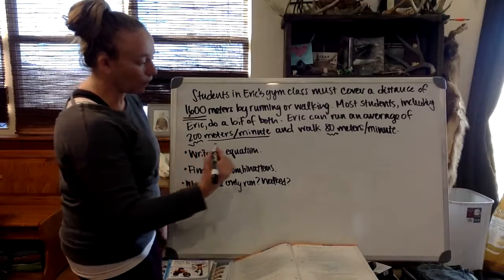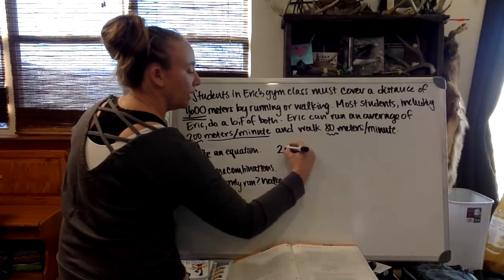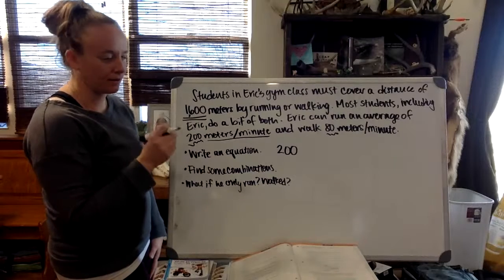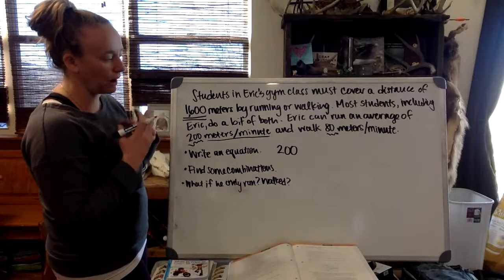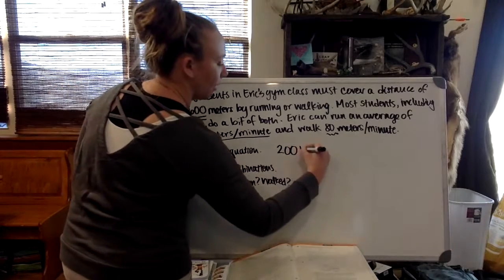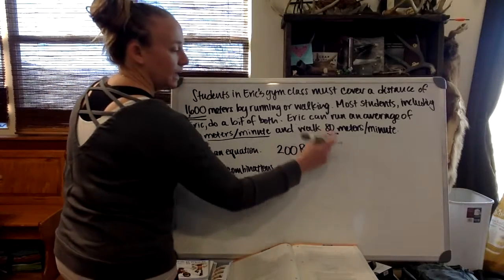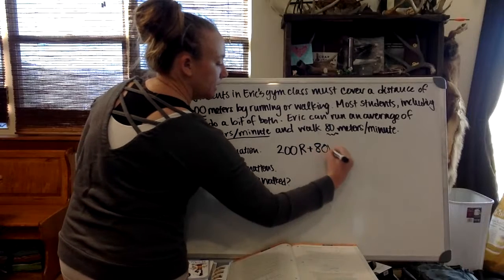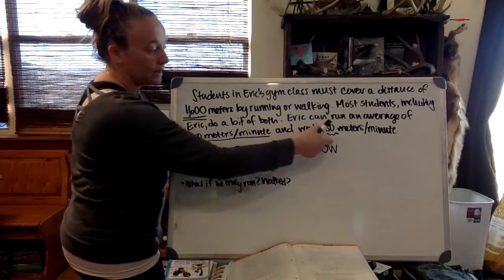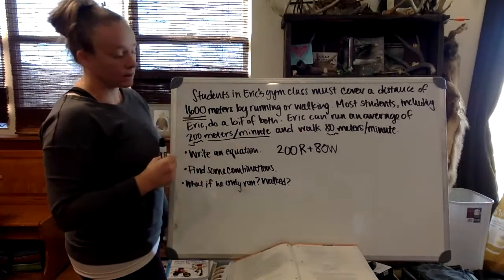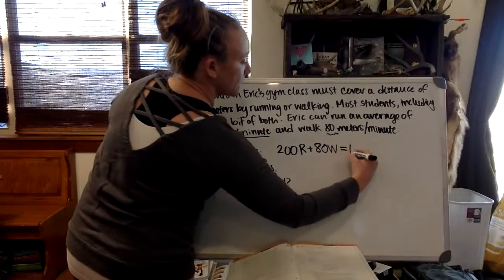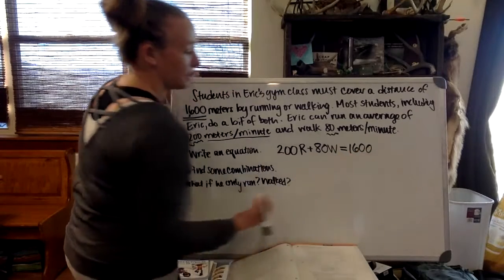So we are going to say this 200. Let's actually use different values instead of saying X or Y. We'll actually say R versus W. 200R plus 80W, essentially where R is the number of minutes run and W is the number of minutes walked. And that all needs to equal up to a total distance of 1,600 meters.